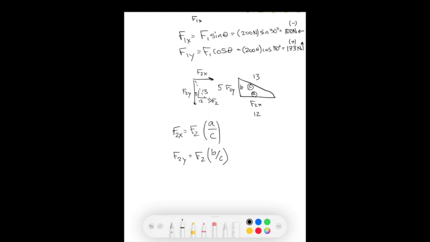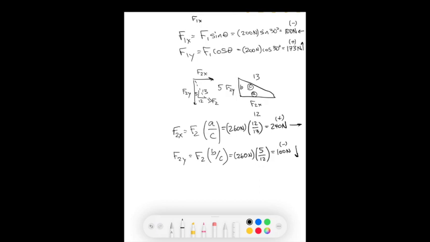And I have all these values, so I want to plug them in. 260 newtons is what F2 is, and we have this ratio 12 over 13. Same thing, I'll put our values in here, 5 over 13. When we solve, we see that this is 240 newtons and this is 100 newtons. This is acting downward, so that's going to be a negative. This is acting to the right, and so that's a positive.